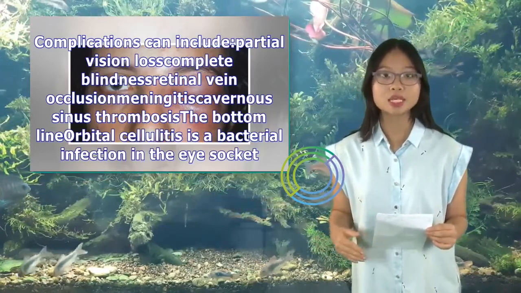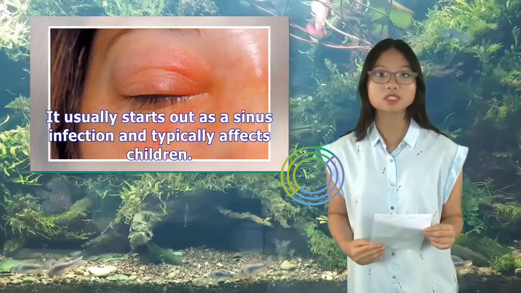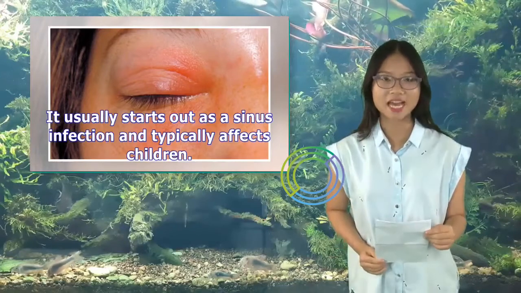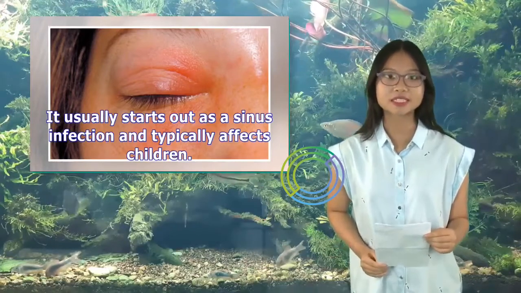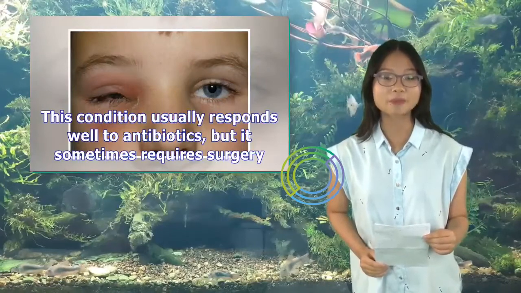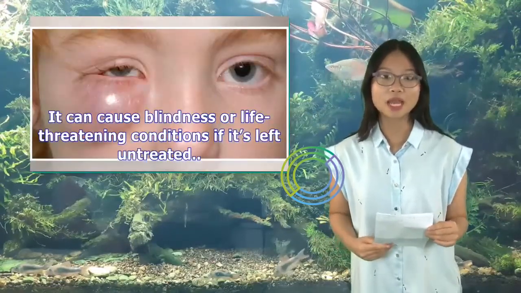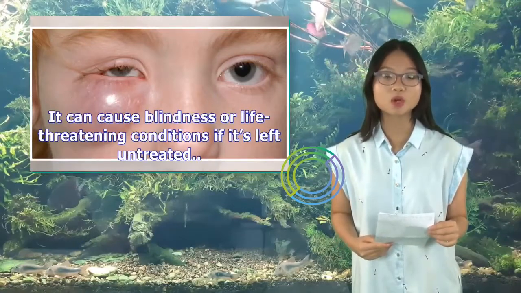The bottom line: orbital cellulitis is a bacterial infection in the eye socket. It usually starts out as a sinus infection and typically affects children. This condition usually responds well to antibiotics, but it sometimes requires surgery. It can cause blindness or life-threatening conditions if it's left untreated.